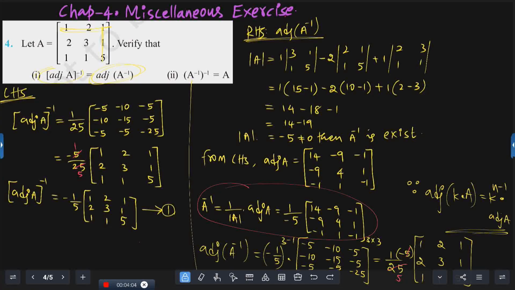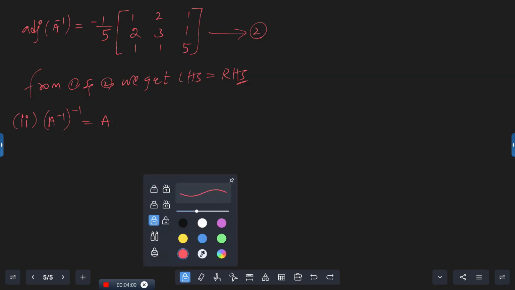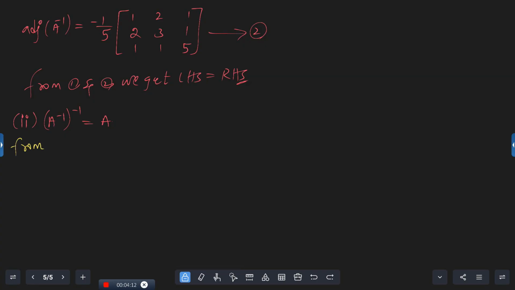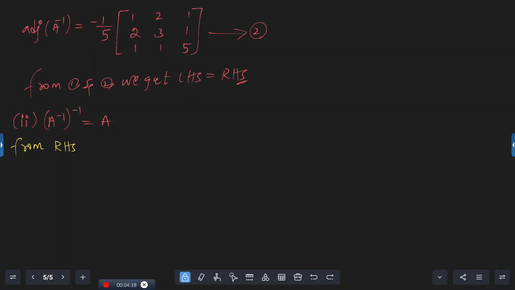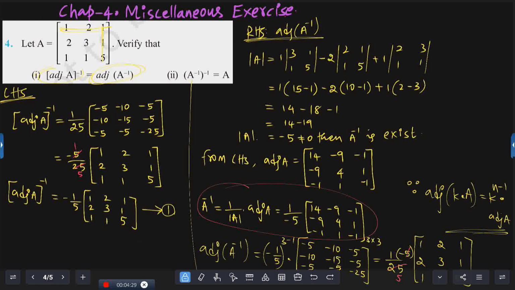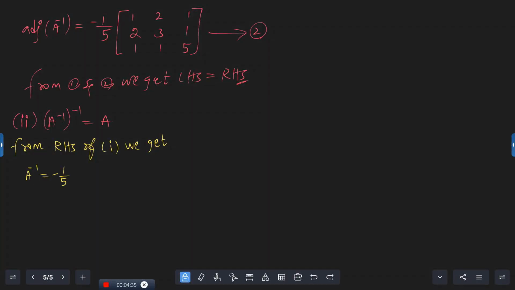So A inverse already we have here. Understand? From that, let me write that from the right hand side of 1 we get A inverse equal to minus 1 by 5 into, what is that? 1 2 1 2 3 1 1 1 5. I hope this is what we have.